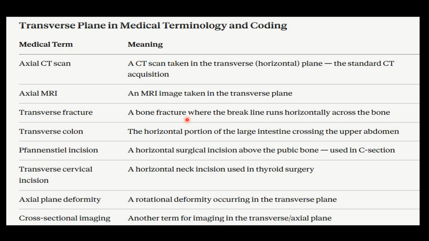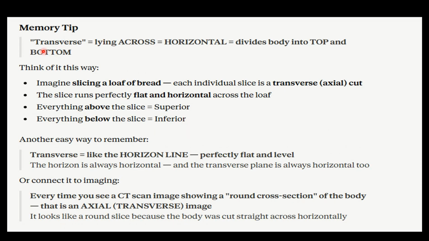Now I'll quickly give you a trick to remember all these concepts. Transverse means lying across, which is horizontal, and divides the body into top and bottom. Clear? So you can think of it this way: imagine slicing a loaf of bread. Each individual slice is a transverse axial cut. The slice runs perfectly flat, horizontal across the loaf. Everything above the slice is superior and everything below the slice is inferior. So transverse is like the horizon line, perfectly flat and level. The horizon is always horizontal and the transverse plane is always horizontal too.